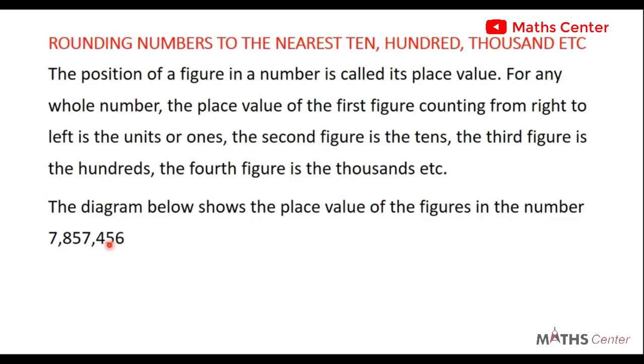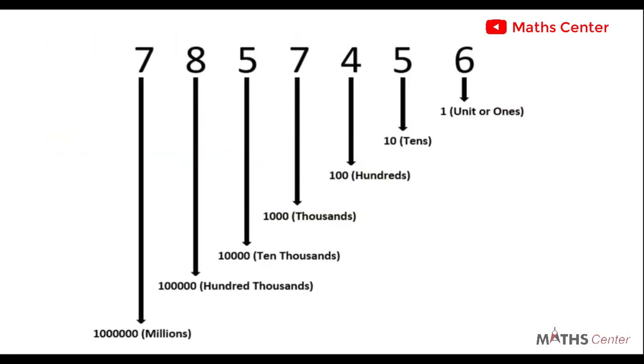The next, which is 5, is tens. The next that continues is hundreds. The next one is thousands. Then 10,000, 100,000, and 1 million. So we can see from here that the place value of this first one is 1. The place value of this one is 10. The place value of this is 100, as illustrated in the figure that we have here. So we can see from here that the number that was on the previous slide, 7,857,456: the place value of 6 is 1 or unit, the place value of 5 is 10, the place value of 4 is 100, the place value of 7 is 1000, that of 5 is 10,000, then that of 8 is 100,000, and that of 7 is million.